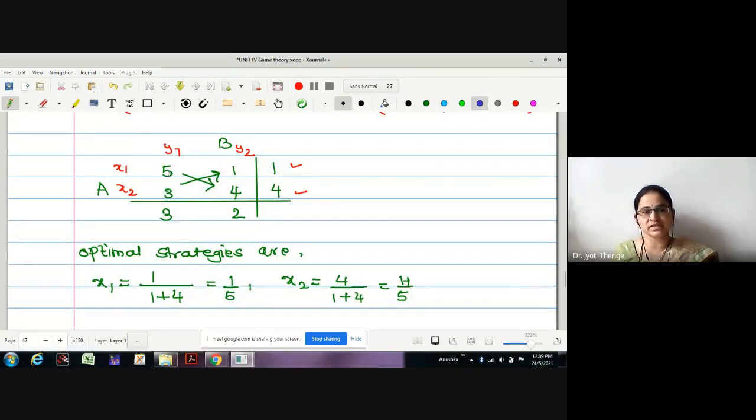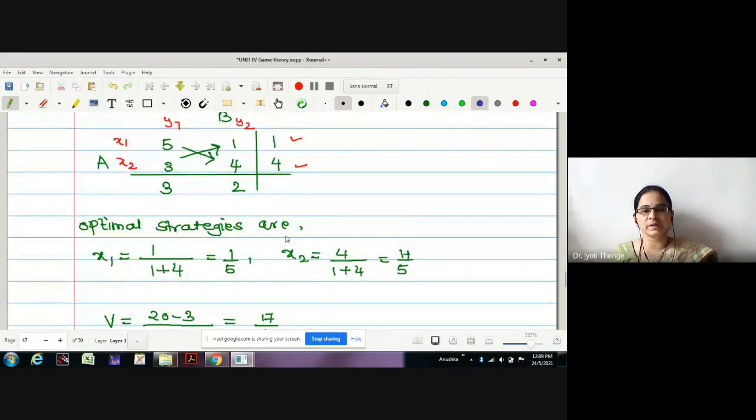What the shortcut method tells us is to start by taking the difference of the first row elements, ignore the negative sign and put the difference under the second row. Similarly, take the difference of the second row elements, ignore the negative sign and put it under row number 1. Do the same for the columns: get the difference of the first column elements, neglect the negative sign, and put it under column 2. Similarly, get the difference of the column 2 elements, neglect the negative signs and put it under column 1. And then we go for the optimal strategies.